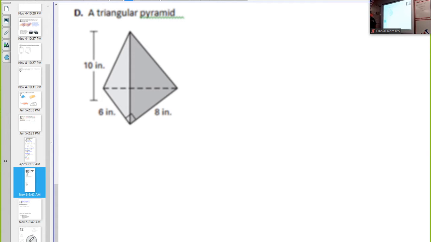What type of a solid is this? Triangular pyramid. So we need to go look up the formula for volume, which I made a little bit easier for you, because a lot of things use the generic formula for all pyramids. Which was the base of the triangle at the bottom.